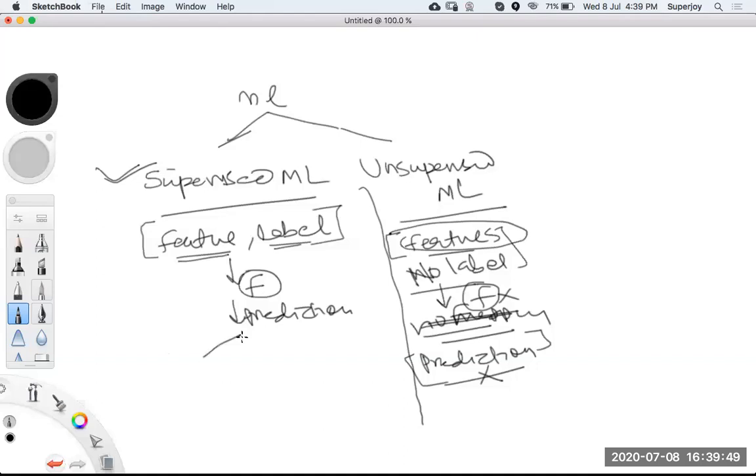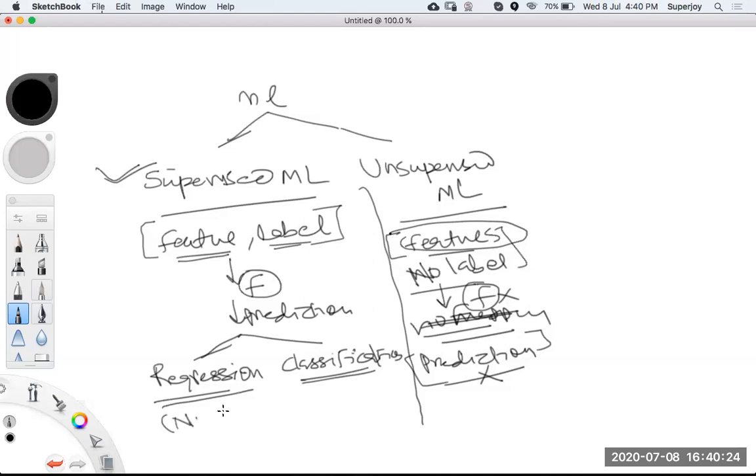Supervised machine learning is also subdivided into two categories, guys. One is known as regression and the other one is known as classification. In case of regression, when we perform prediction, we predict a number. But in case of classification, we predict a category, a class or category. I'll give you an example of what I'm saying.